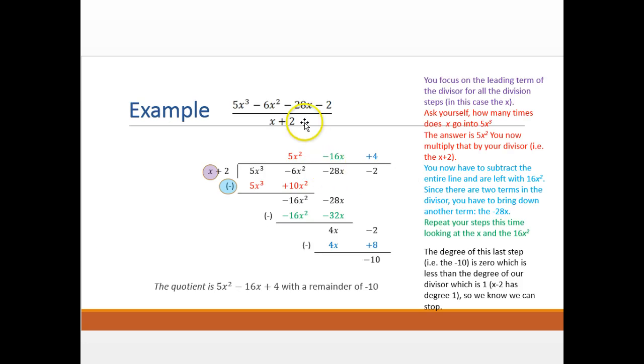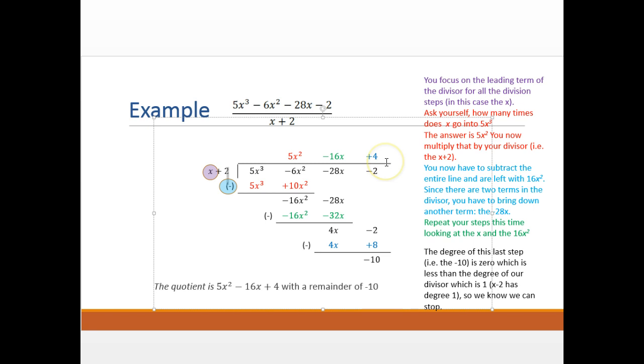Let's look at it in terms of polynomials, and this is the technique we're going to need to use when we have polynomials with two or more terms. This will work with binomials, trinomials, etc. What we're going to do is we're going to do long division. I'm going to take this fraction, 5x cubed minus 6x squared, minus 28x minus 2, and divide it by x plus 2. So I'm going to put the x plus 2 out front and this polynomial underneath my divisor bar.